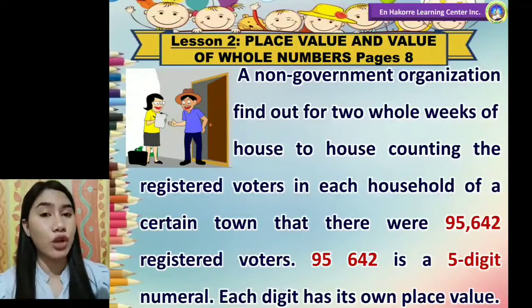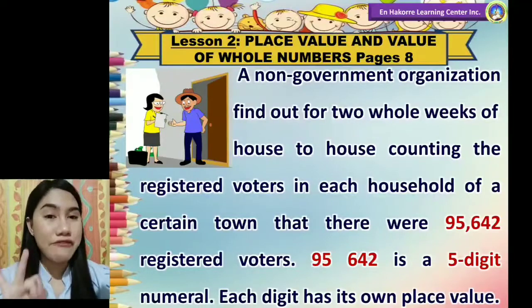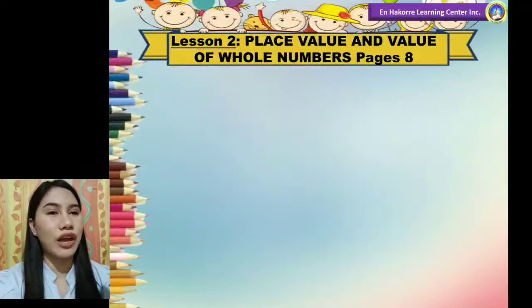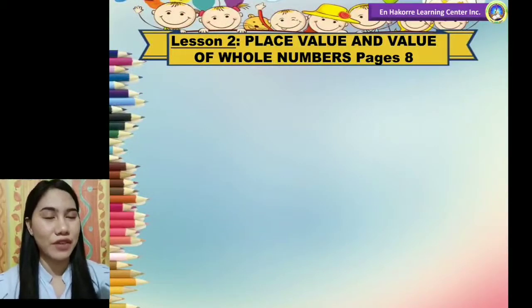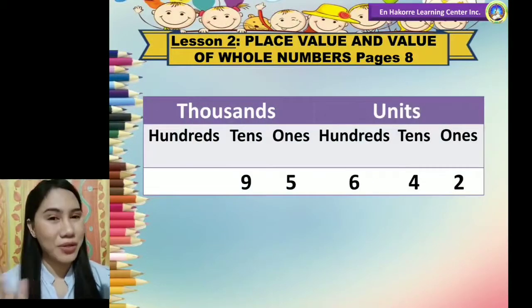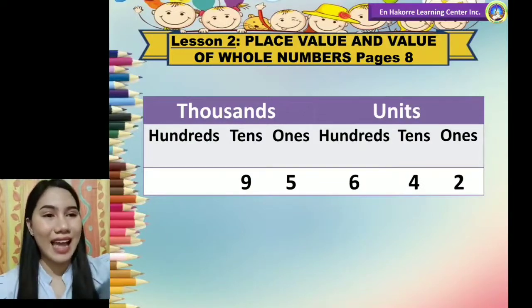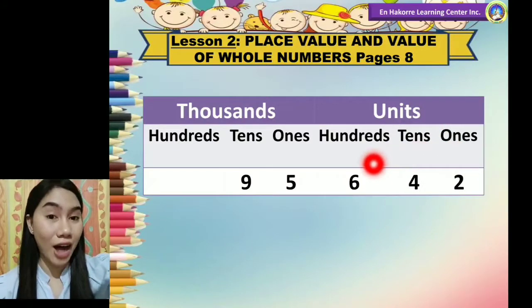95,642 is composed of 5 numbers, and these numbers are 9, 5, 6, 4, and 2. That makes 95,642. So let's see, my dear children, what the place value of each number is. There we have the thousands place and the units. When we talk about the units, it is composed of ones, tens, and hundreds. Again, ones, tens, and hundreds.